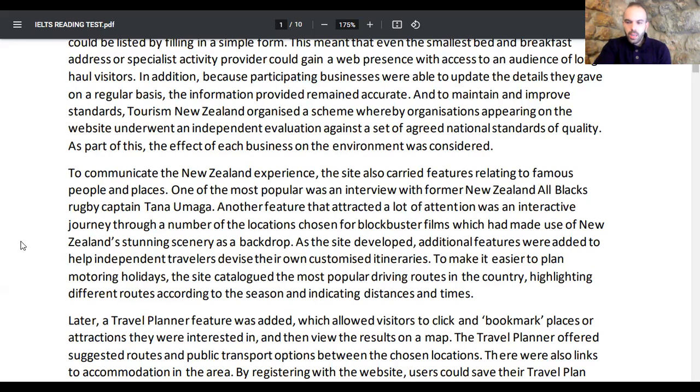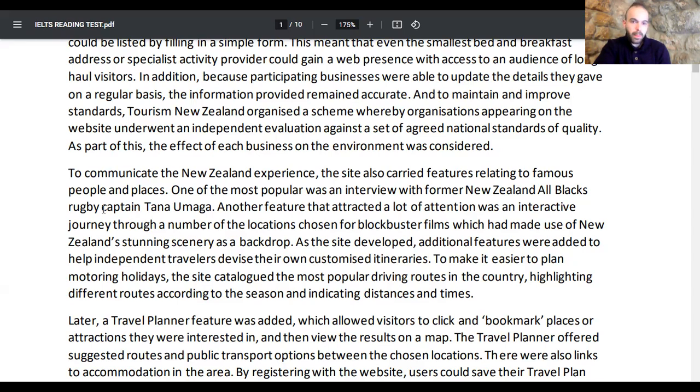When the author speaks of features relating to famous people and places, it starts with the sentence, one of the most popular was an interview with the former New Zealand All Blacks rugby captain Tana Umaga. As you can see, that's the position. So we assume together that the answer is a position, a captain. So the answer of number 3 is captain.